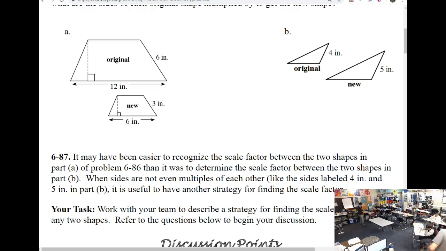You shouldn't need one. Remember, to determine scale factor, we compare the new shape to the old shape, or the original. So here we could write SF equals, and then just show that comparison.